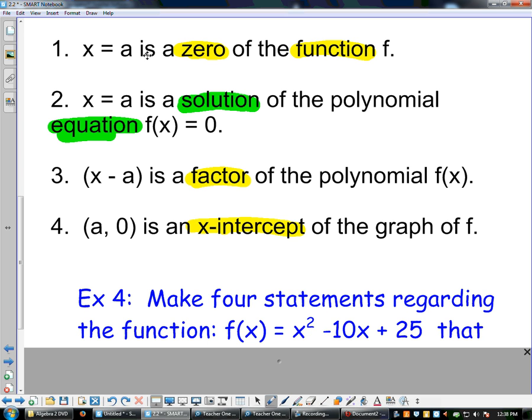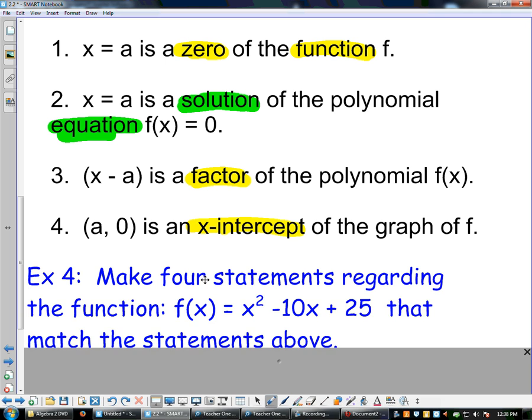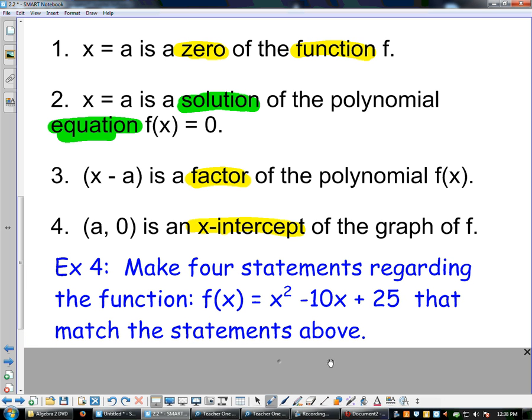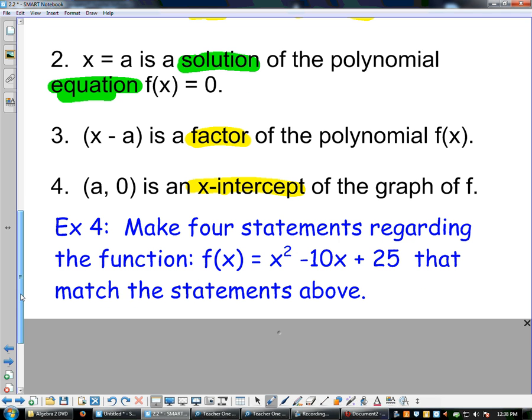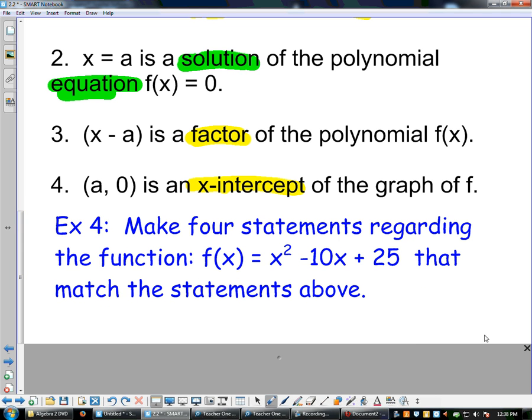So I think we're going to hammer this home with this example so you'll understand what we're talking about. Make 4 statements regarding the function f of x equaling x squared minus 10x plus 25 that match the statements above.